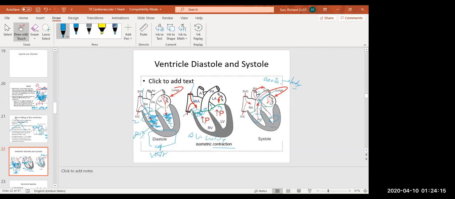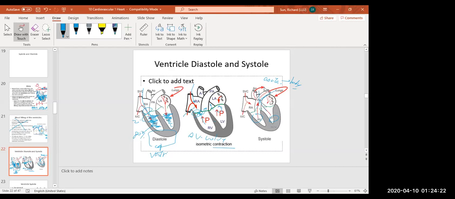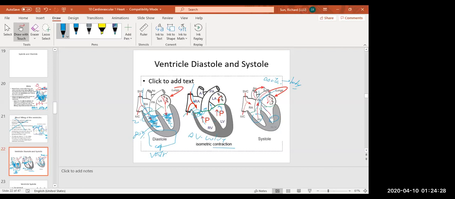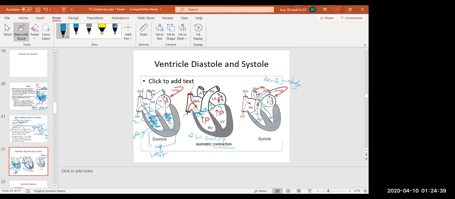So in diastole, you said the ventricle is filling? Yes. And systole is when it pumps out through the aorta. For systole, you said that's when the ventricle is pumping out, contracting through the aorta? Yes. Okay. Any questions?